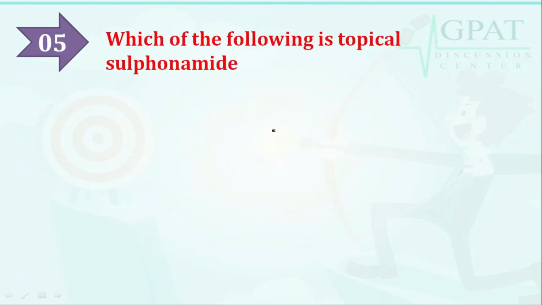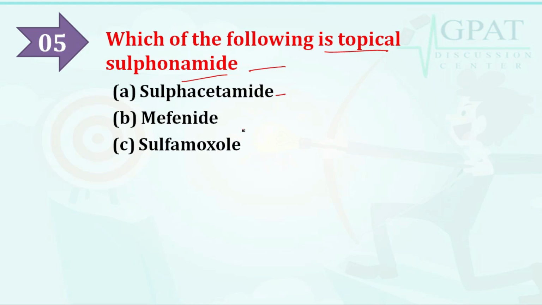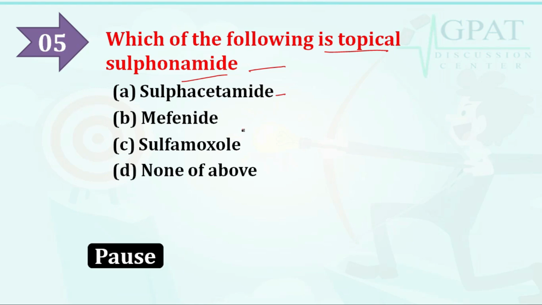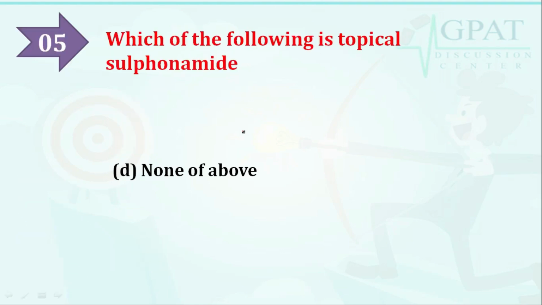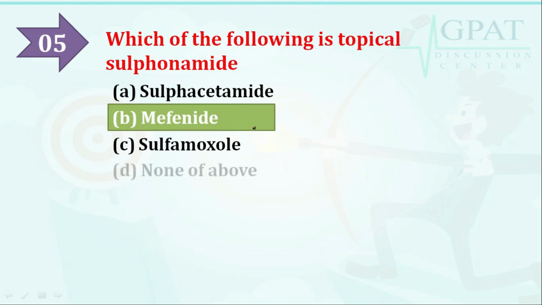Now the next question is: which of the following is a topical sulfonamide? We have to tell about this topical sulfonamide. Options are: option A is sulfacetamide, option B is mafenide, option C is sulfamethoxazole, option D is none of the above. So which is the correct answer? The correct answer is mafenide. Students, there is some technical problem. So mafenide is the topical sulfonamide.